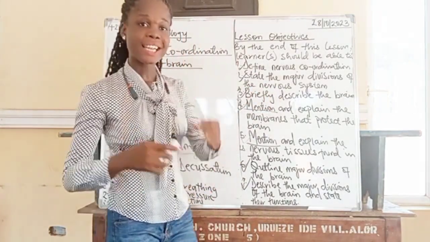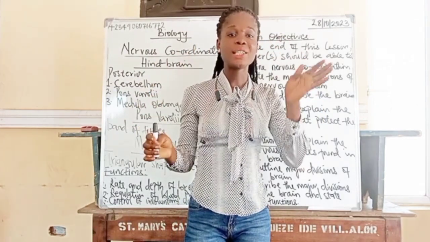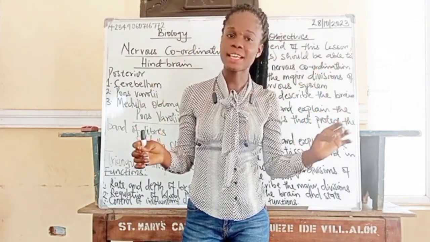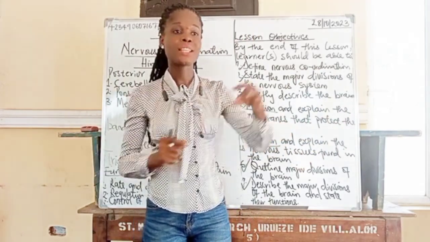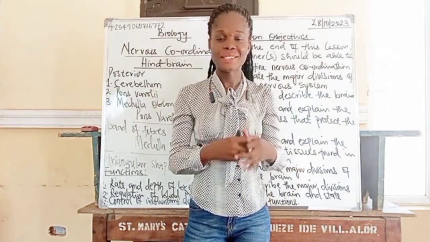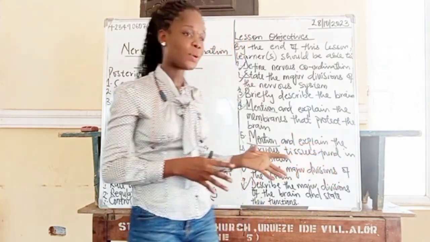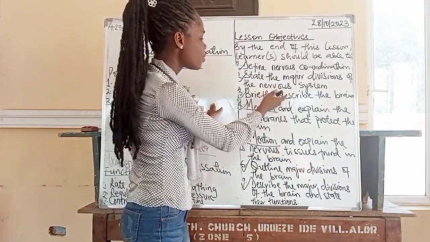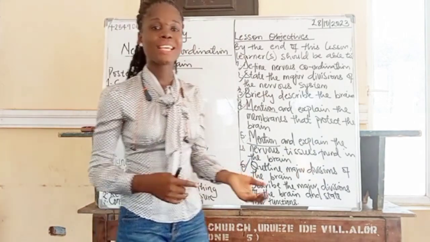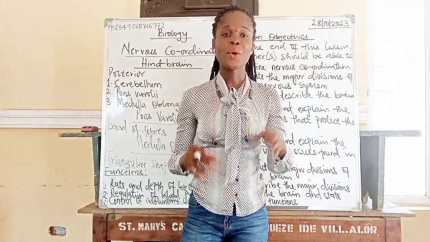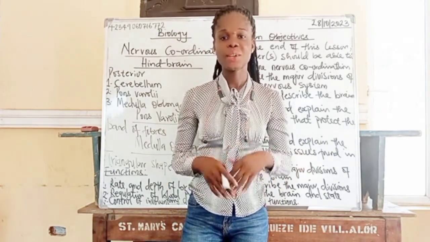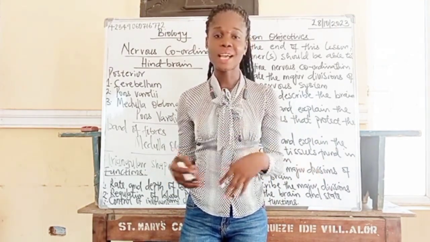After we defined nervous coordination, we looked at the major divisions of the nervous system. Then we said that the nervous system is broadly divided into the central nervous system, abbreviated as CNS, and the peripheral nervous system, abbreviated as PNS. We went ahead to say that the central nervous system is divided into the brain and spinal cord. From there, we looked at the brief description of the brain. We said that the brain is the complex central organ of the nervous system, consisting of billions of neurons controlling physical and mental activities.